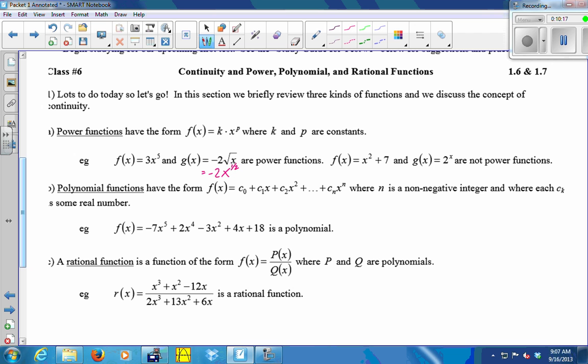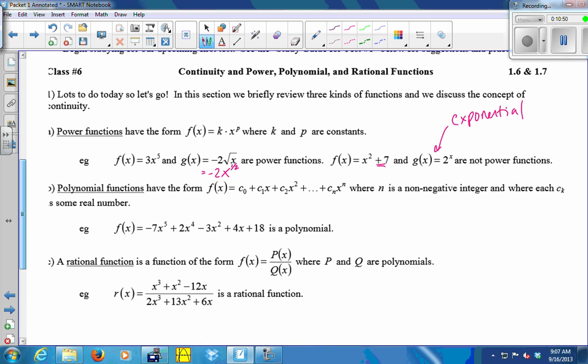But x squared plus 7 and 2 to the x are not power functions. x squared plus 7 because it's got this plus 7 term. And 2 to the x because the x is in the exponent, not the base. For a power function, x is the base and the exponent is a number. What kind of function is this called? Anybody remember? Exponential, yeah. We'll review those on another day.